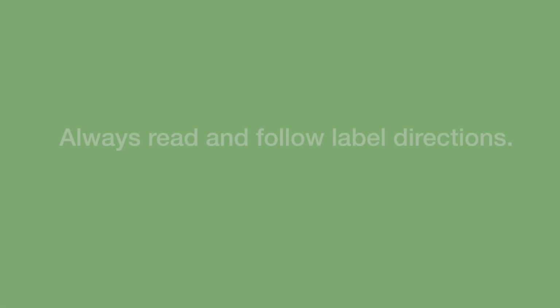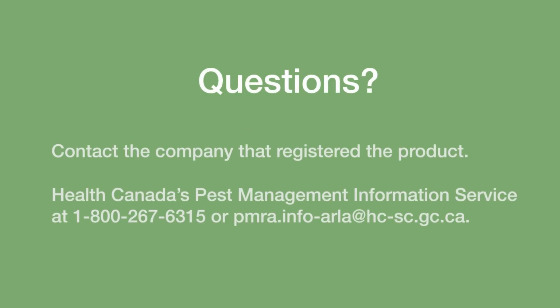And remember, always read and follow label directions. If you don't understand something on a product label, contact the company that registered the product or Health Canada's Pest Management Information Service at 1-800-267-6315 or pmra.info-arla@hc-sc.gc.ca.